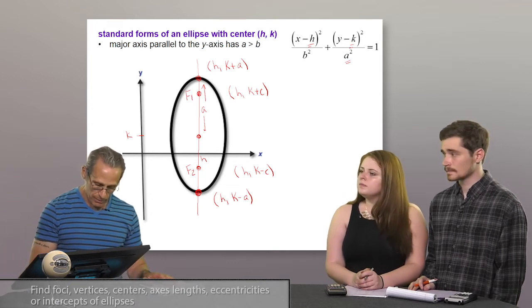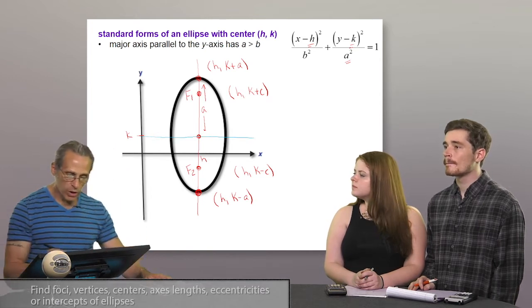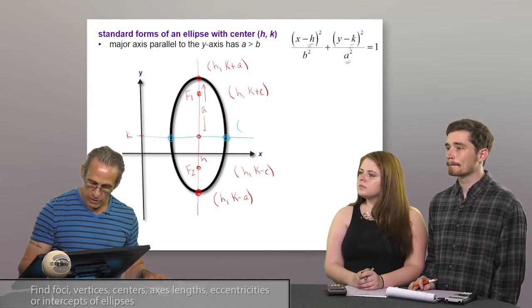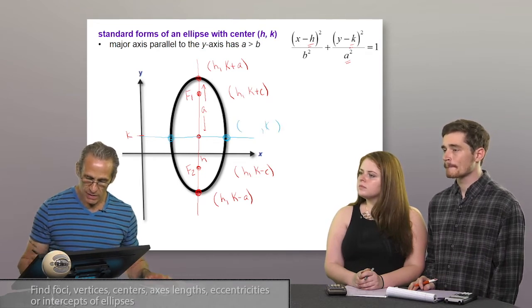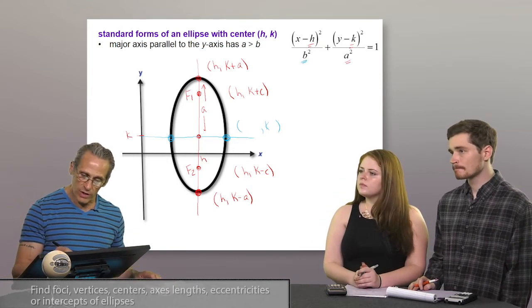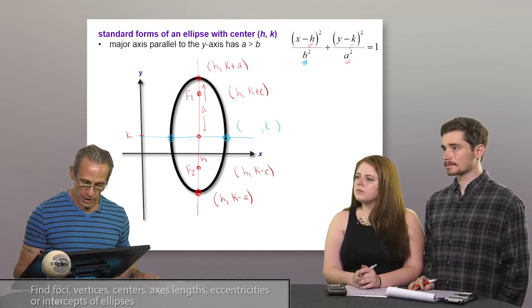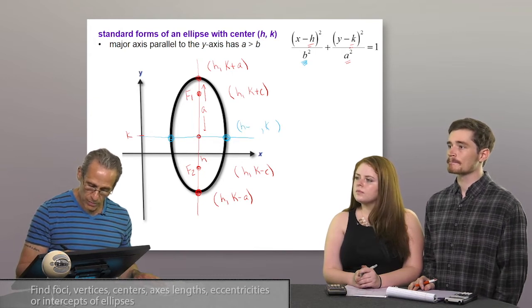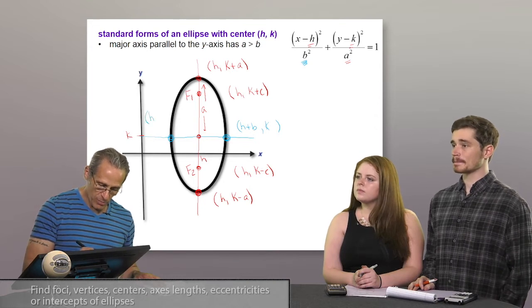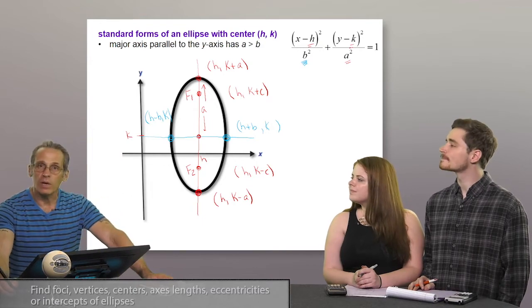All that's left is to look along the minor axis, which is right here. I want to look at the co-vertices, which are here and here. The co-vertices have a y-coordinate of k, and then I have to think, how far horizontally have I gone from the center? That would be b units. So my co-vertex on the right would be h plus b, and the co-vertex on the left would be h minus b, comma, k. Very, very good. Thank you.